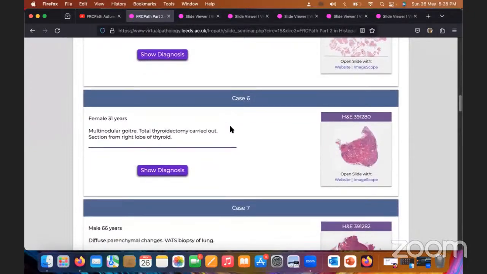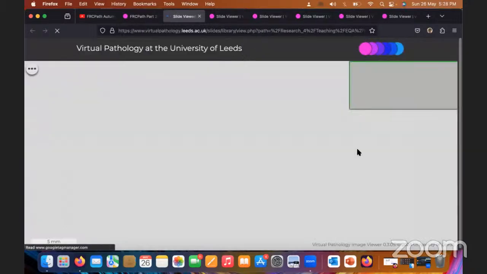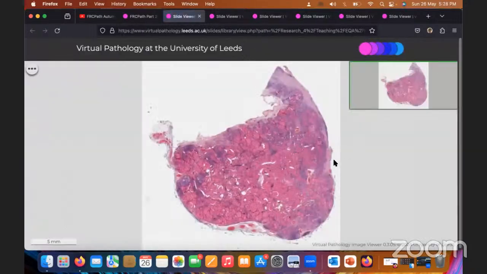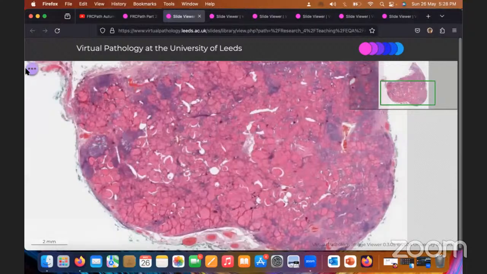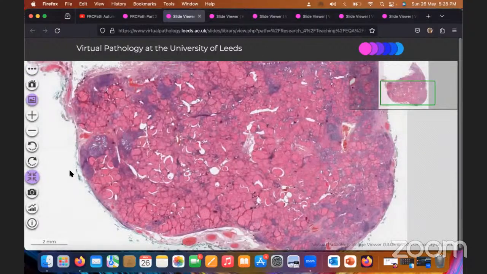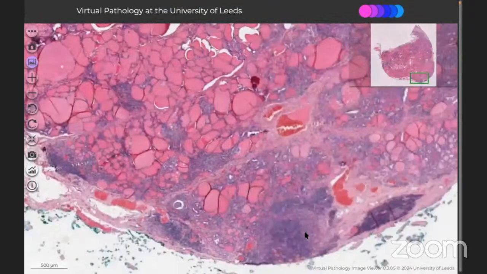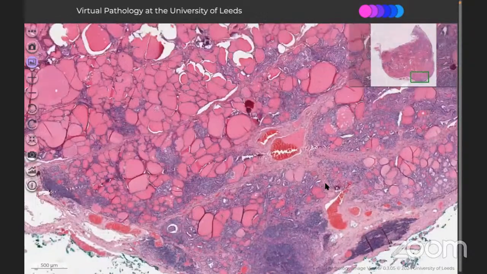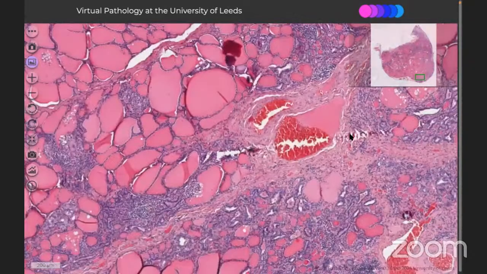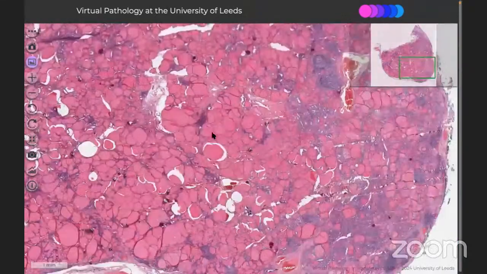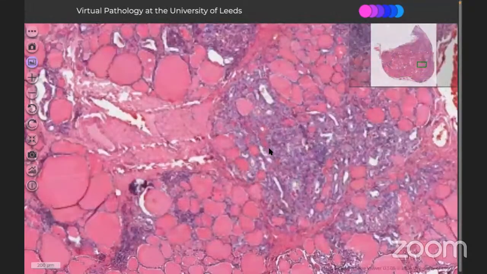Now, moving on to case number 6. This is a 31-year-old female patient. Patient was detected to have a multinodular goiter and now underwent total thyroidectomy. A section was given from the right lobe. So we have a section from the thyroid gland, which is showing variable areas of lymphoid aggregate, as we can see here. Apart from that, we can see two areas which are quite cellular and different.